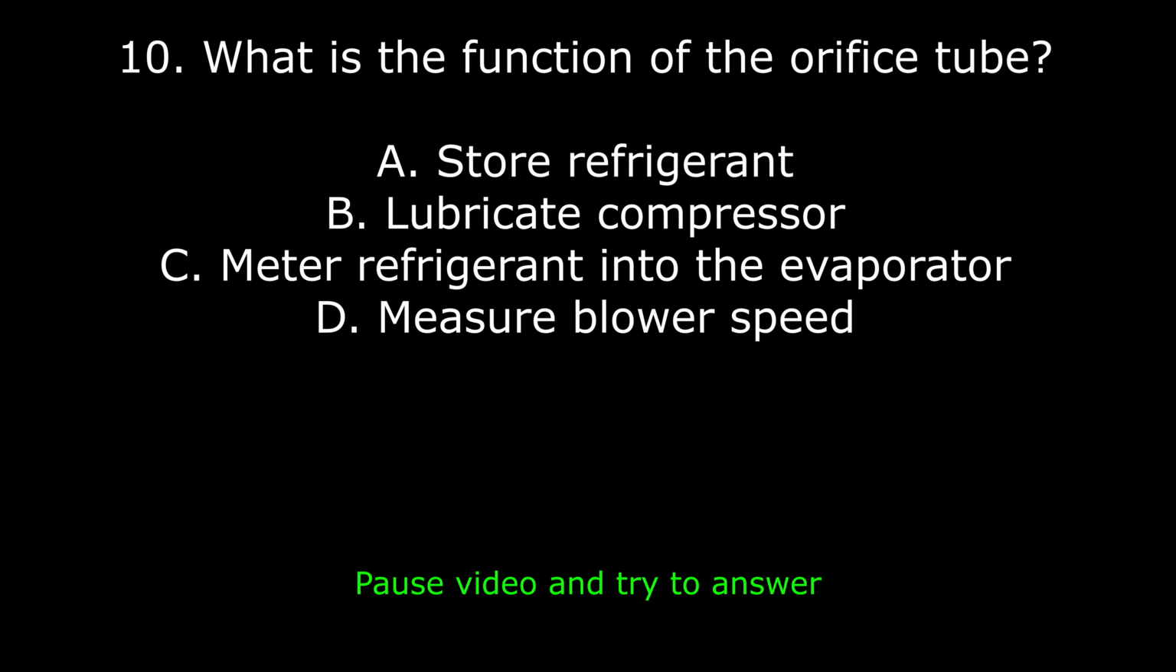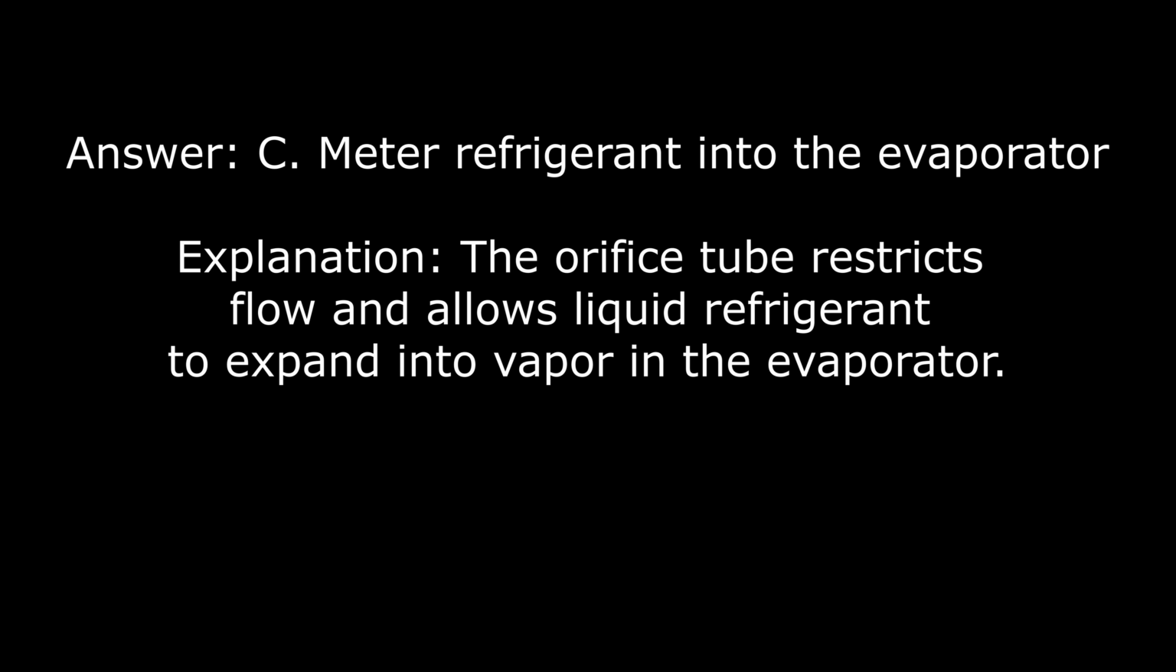10. What is the function of the orifice tube? A. Store refrigerant. B. Lubricate the compressor. C. Meter refrigerant into the evaporator. Or D. Measure blower speed. Answer: C. Meter refrigerant into the evaporator. Explanation: the orifice tube restricts flow and allows liquid refrigerant to expand into vapor in the evaporator.